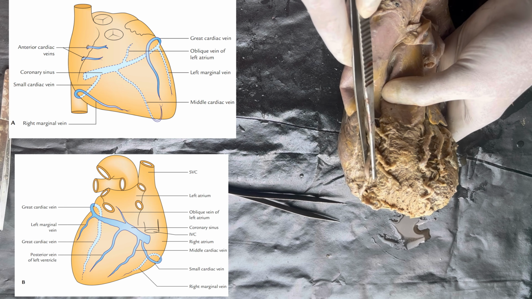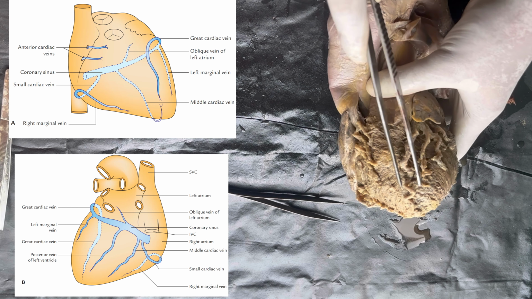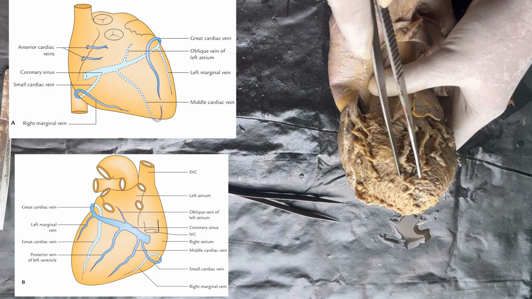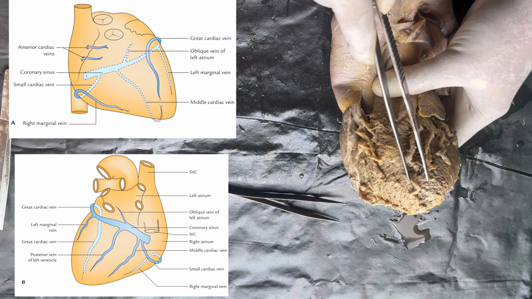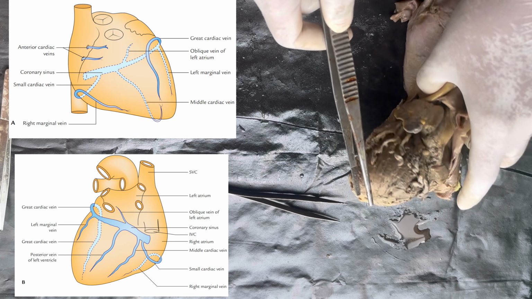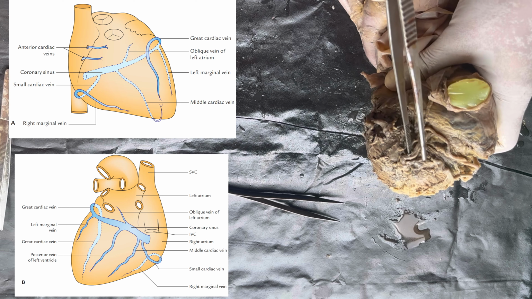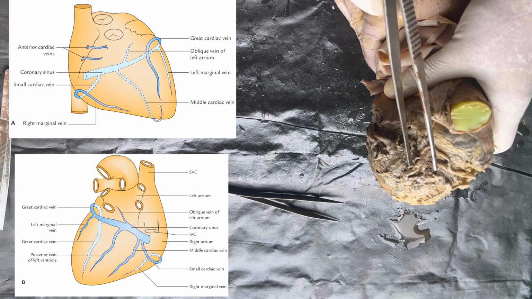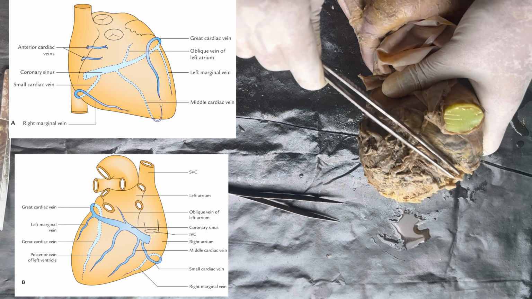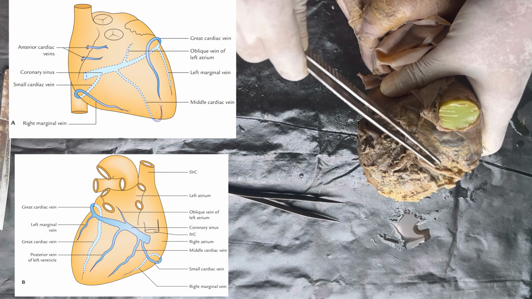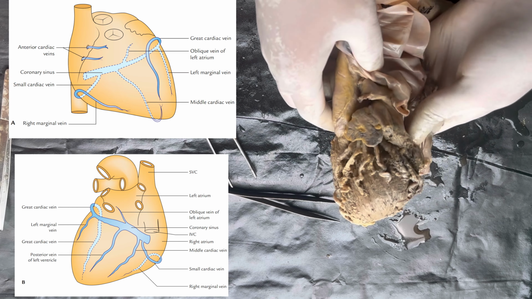Now let's know about the venous drainage. Along with the right coronary artery there is the anterior cardiac vein. Along with the anterior interventricular artery there is the great cardiac vein, which is present within the anterior interventricular groove. Similarly, within the posterior interventricular groove there is the middle cardiac vein, and all these veins join together to form the coronary sinus, and that coronary sinus opens into the right atrium of the heart.